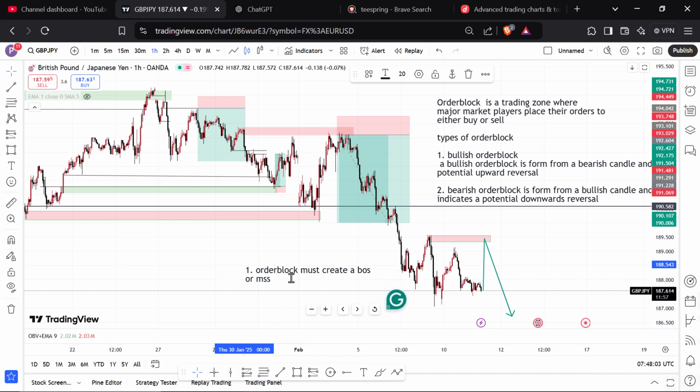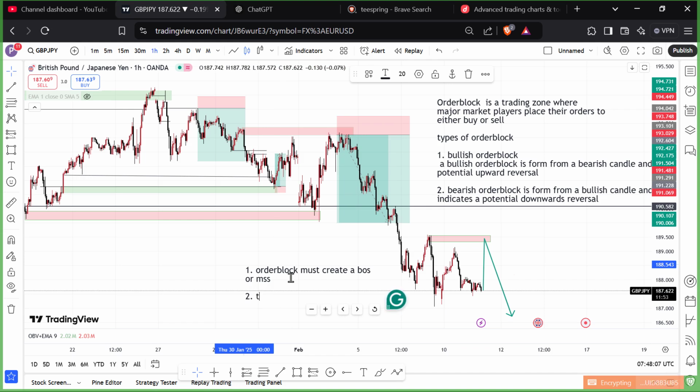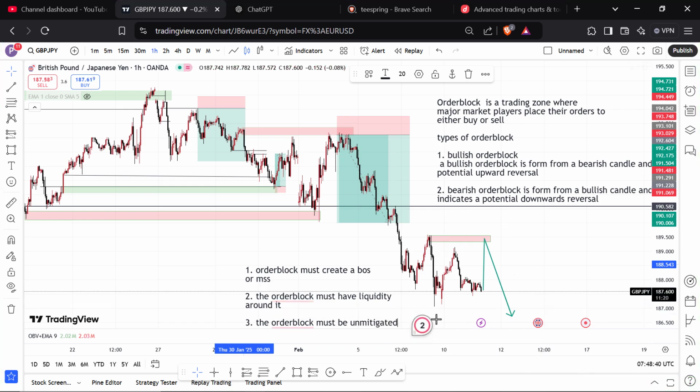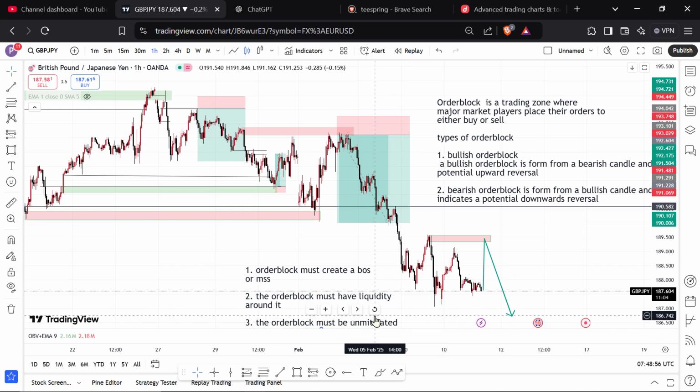Now, what's the second rule? The order block must have liquidity around it. The third one is the order block must be unmitigated. So what do we mean by unmitigated? It means that the order block has not been tested before. Now, the fourth one is we pick the order block that is closest to liquidity. You must pick the one that is close to liquidity. So that's the fourth rule.